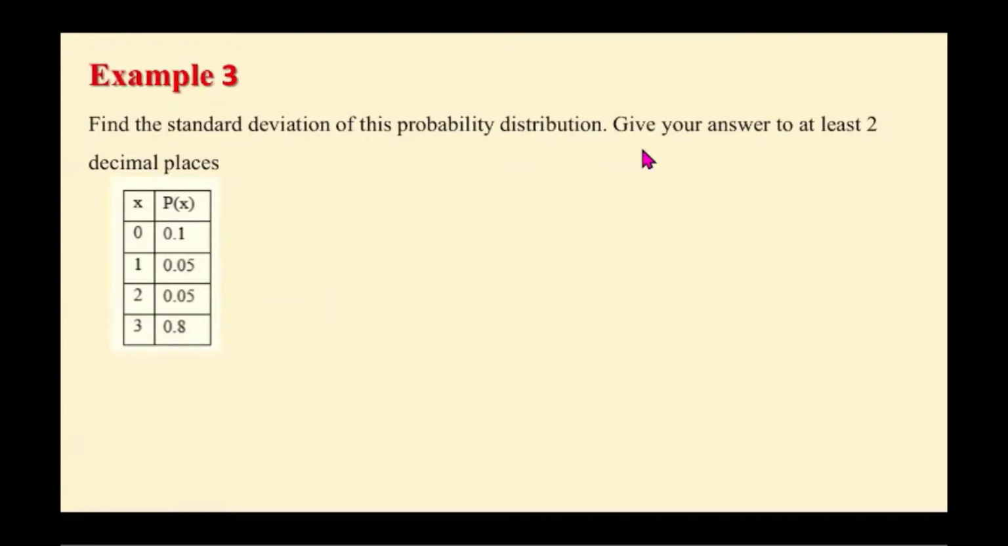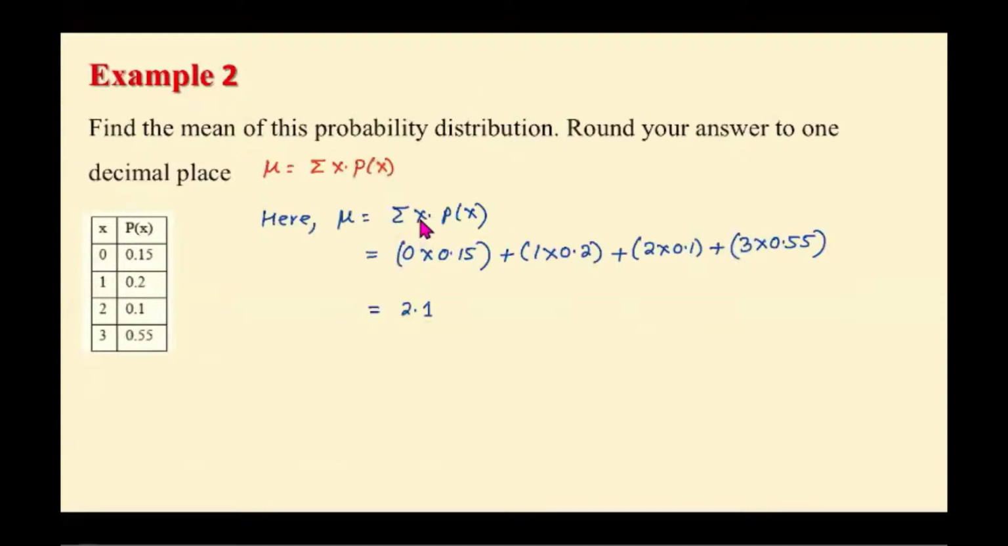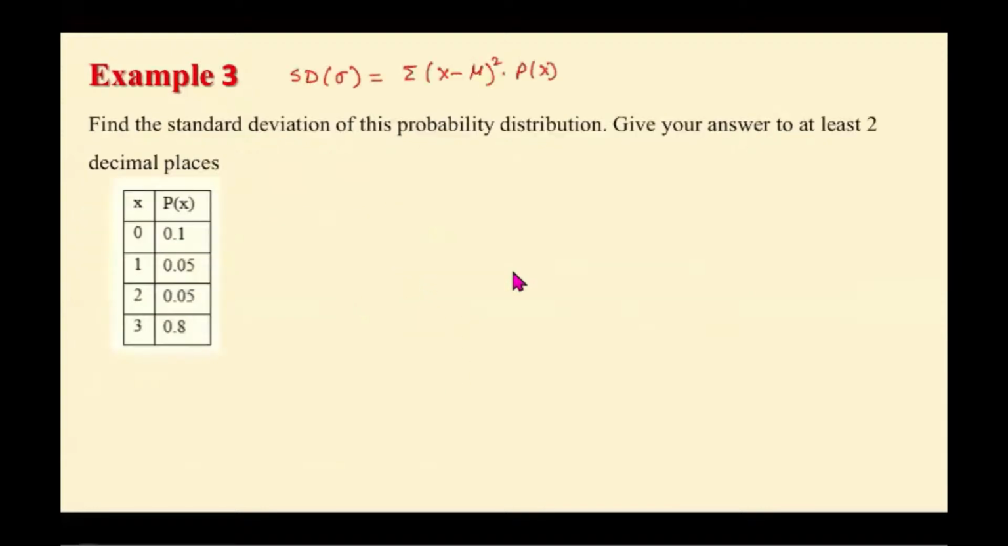So here we are looking for the standard deviation. The standard deviation for a discrete probability distribution, denoted by sigma, is the square root of the sum of x minus the mean, squared, times p of x. As you can see, we need the value of the mean first. The mean is the sum of x times p of x, the way we did in the second one. So let's begin with the given values, x and p of x.